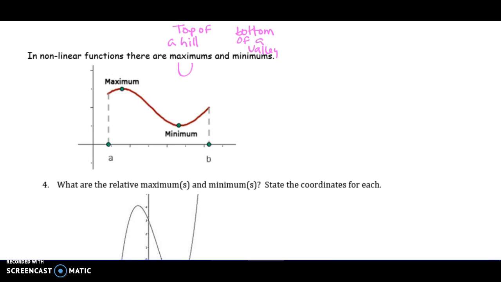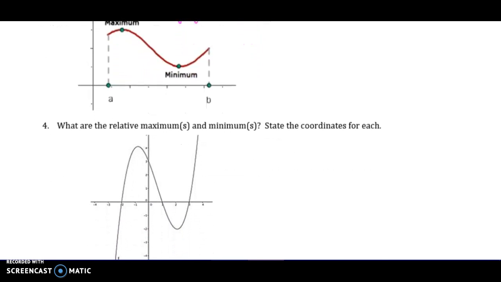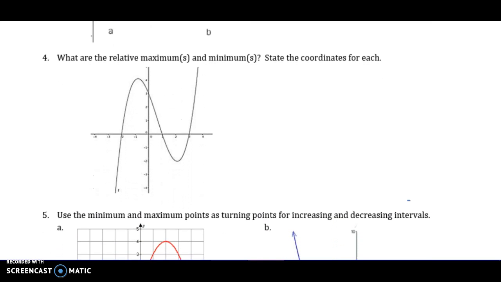So let's see. Nope, that's not a max. Try again. Maximum, top of a hill. So the point at the very top before it changes direction. Minimum, bottom of the valley. Point at the very bottom before it changes direction. We're going to be using them. You look at number 4 to help. Actually, it's after question 4.